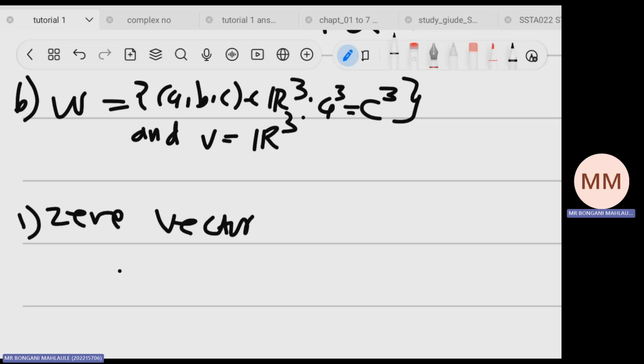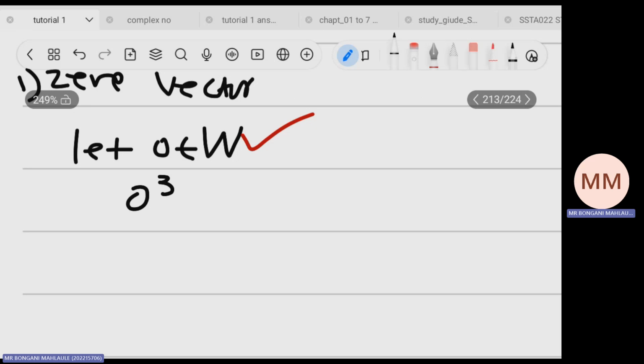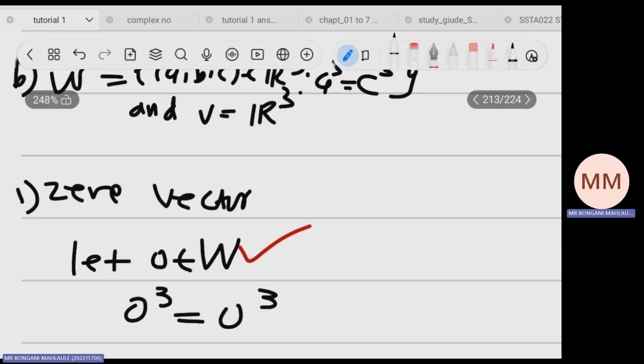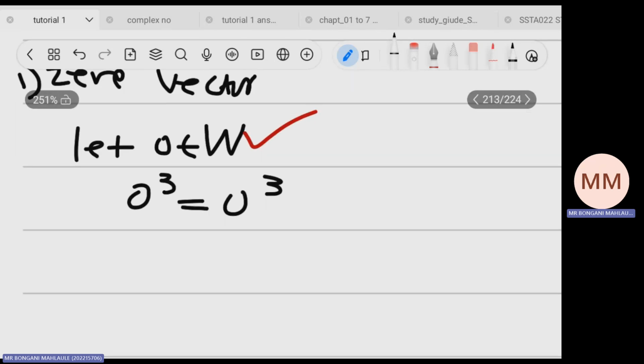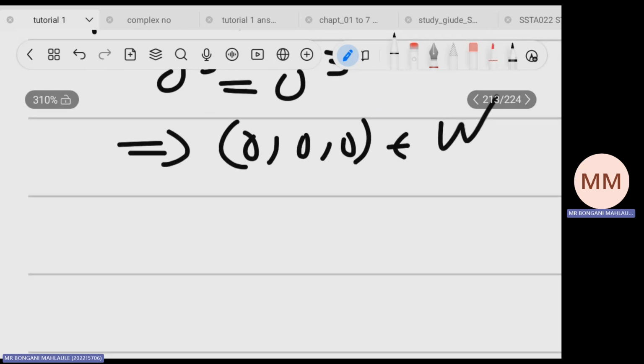We can see I have 0 cube. Let's first say that 0 be an element of W. This is the first thing you must write in there. Then you'll have 0 cube is equal to 0 cube from this condition here. Then this implies that you have (0, 0, 0) be an element of W. Then check for closure under addition.